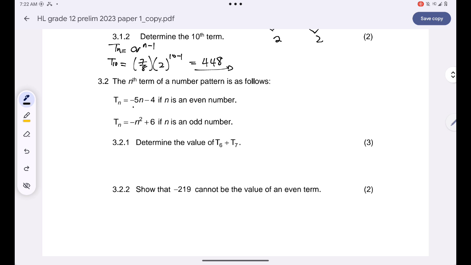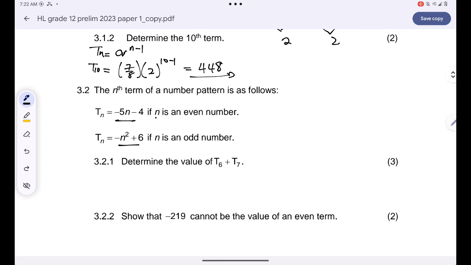Tn is equal to this if n is an even number. And then Tn is equal to that if n is an odd number. So over here, guys, we have a combination of sequences in this one number pattern, such that the positions that are held by odd numbers, such as T1, T3... Positions held by odd numbers.